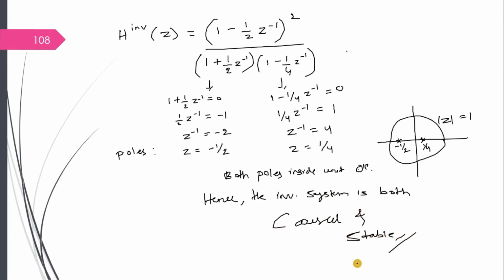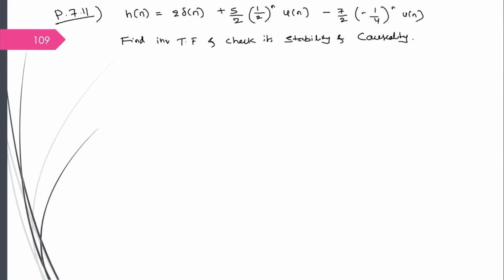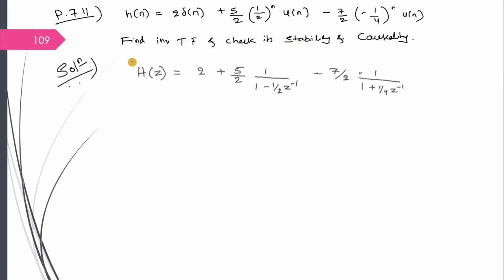Okay, very simple. This is what you need to do. So I hope there are no doubts. Next one. Here I have taken a bit of another variety. I have not given a difference equation, rather the impulse response has been given. Now the same thing you need to do. Find the inverse transfer function, check its stability and causality. So h of n is given like this. Let us go for the solution.